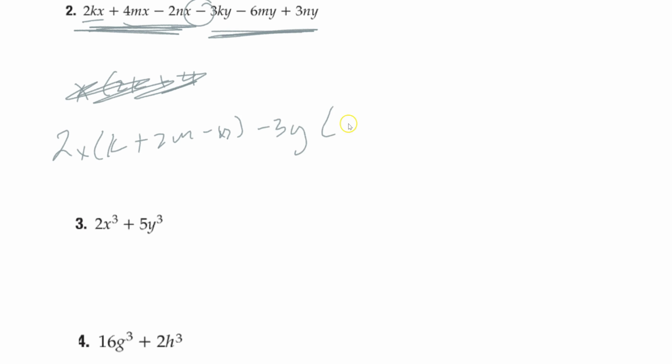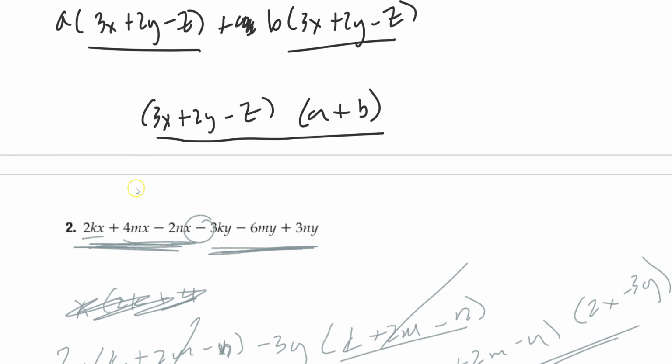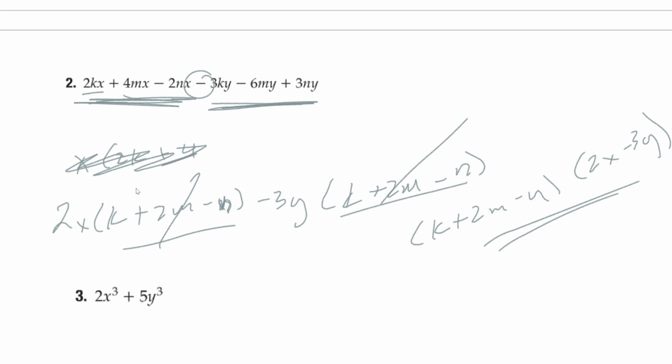Divide that by negative 3, you're going to just get k. Divide that by negative 3, you're going to get 2m. Divide that by negative 3, you get a negative n. It's supposed to be an n. These match, you know they look ugly, and you get k plus 2m minus n times 2x minus 3y. So that's how you factor by grouping, right? So again, you can break it in half, or you can do pairwise, either way you want to do it.